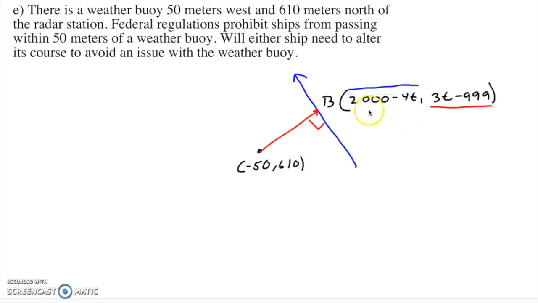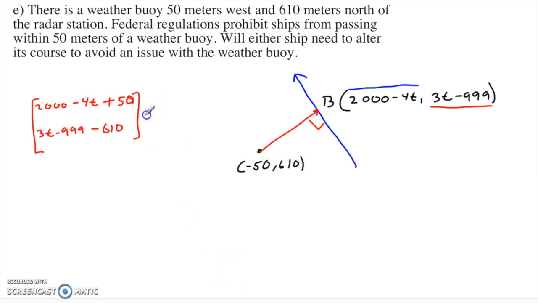So here's our bandit, right? 2000 minus 4t, 3t minus 999. So again, I need to calculate this red vector. So the red vector is how do I get from here to here? Okay, so you should be seeing where this is going now. 2000 minus 4t minus negative 50. So that's 2000, I'll write it out long, minus 4t minus that negative 50, so plus 50, right? That's a 50. And then the y's, 3t minus 999 minus the y value, 610.